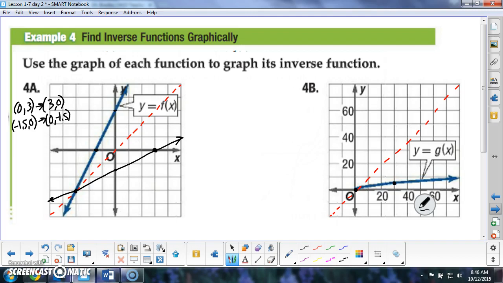That point right there is 30, 5. So that would become 5, 30 right there. And then it looks like it has, let's see here, that would have to be 80, 10, become 10, 80, about right there. Okay, so that is graphing its inverse.